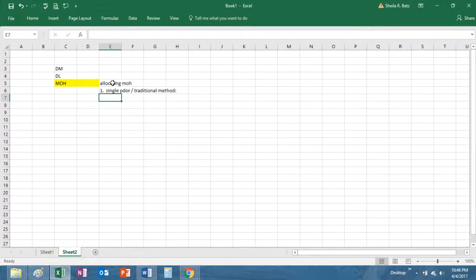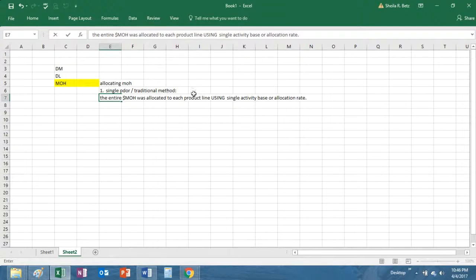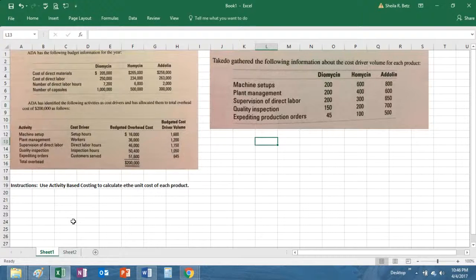With this method, the entire overhead cost was allocated to each product line using a single activity base or allocation rate. So we saw examples where we took all of the overhead cost and used machine hours as the basis for dividing that cost up to our products. Another way to go about it, which is what we're going to cover today, is activity-based costing.